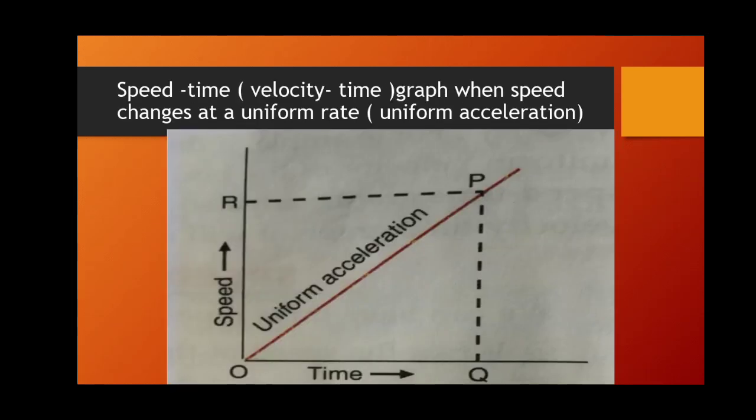Speed time or velocity time graph when speed changes at a uniform rate, or uniform acceleration. When a body moves with a uniform acceleration, its speed changes by equal amounts in equal intervals of time. In other words, the speed becomes directly proportional to time. Thus, the speed time graph for a uniformly changing speed will be a straight line.